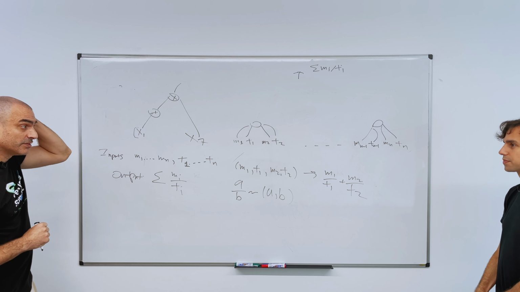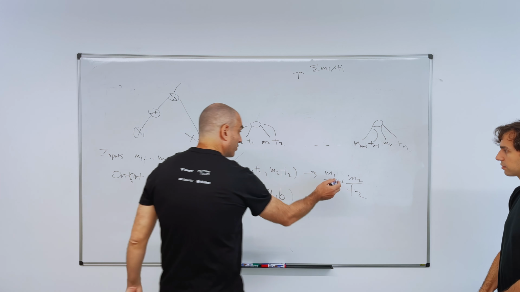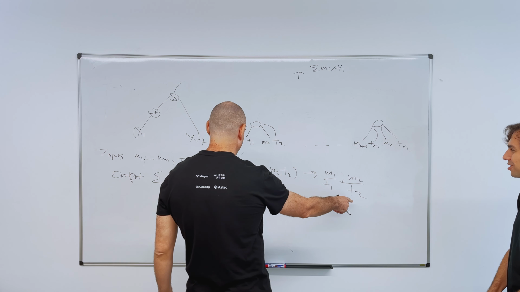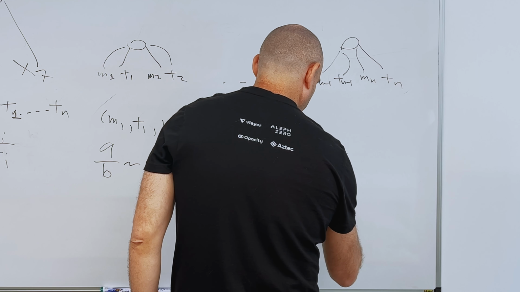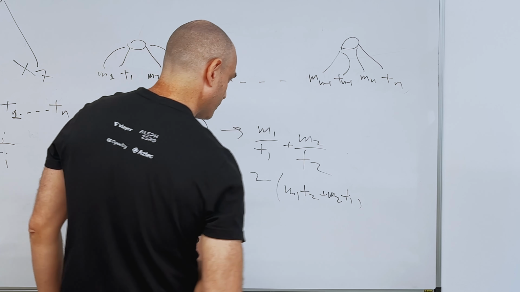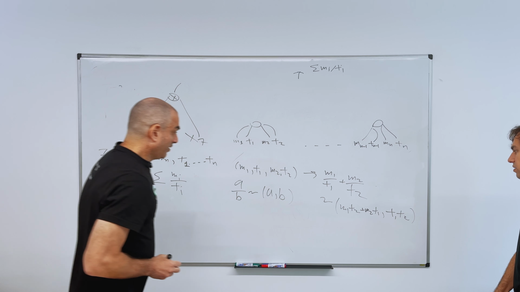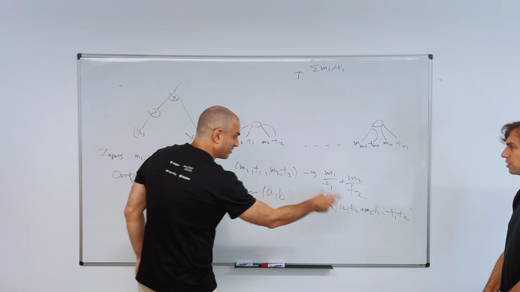So in this notation, for m1 over t1 plus m2 over t2, let's do a common denominator. This is going to be m1 t2 plus m2 t1, over the product of the t's, t1 t2. So these gates, what are they going to be? They're going to be gates mapping 4 elements into 2 elements.